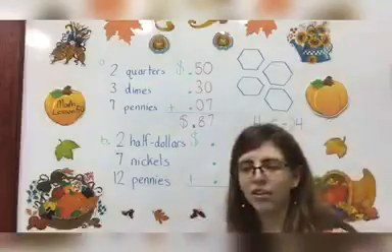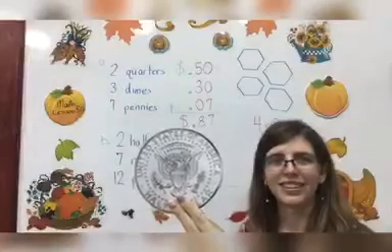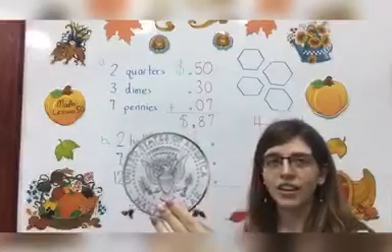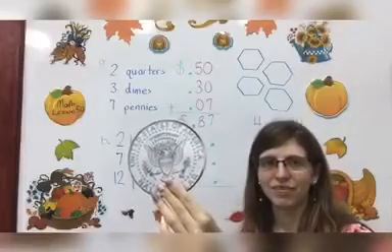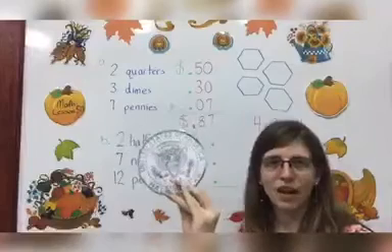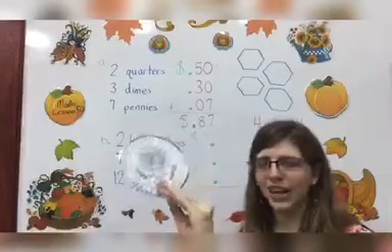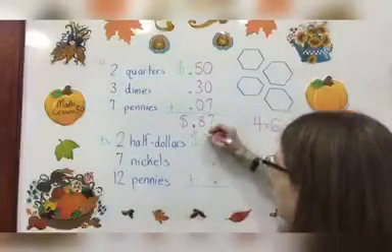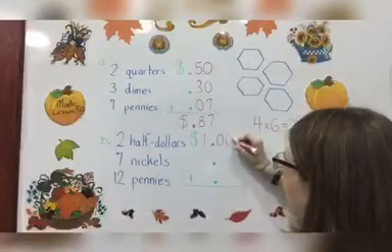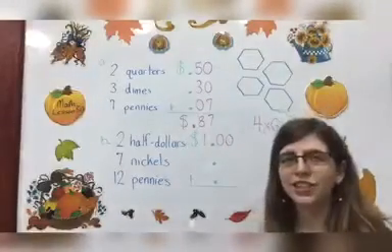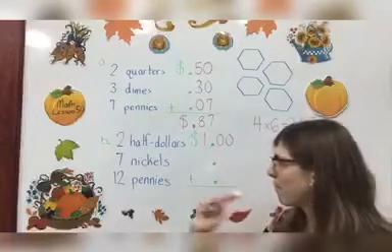2 half dollars. Wow, that's a big one. How much is a half dollar worth? Well, $1 is 100 cents. What's half of 100? 50. So 2 half dollars, we count by 50s. 50, 100. So that means we have our 1 here and 2 zeros. Because 100 has 3 digits. So the first 2 here, decimal point, and then our third digit, the 1.